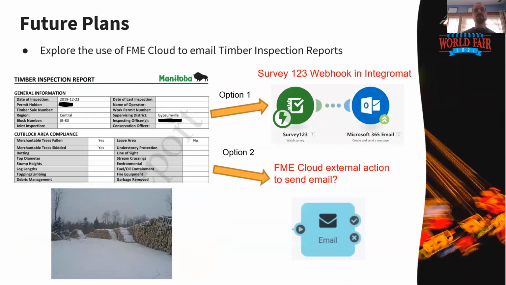Another possibility, explore the use of FME Cloud to email timber inspection reports. After an area is cut, we do timber inspections and then collect a whole bunch of information. We're doing that with Survey 123. So one option we're looking at is using webhooks and Integromat in Survey 123. And I think that would be our preferred option. There could be some IT issues for us to do that, however. So another option that I'm not sure might work would be using FME Cloud and the external action to send an email of that timber inspection report that gets generated in Survey 123.